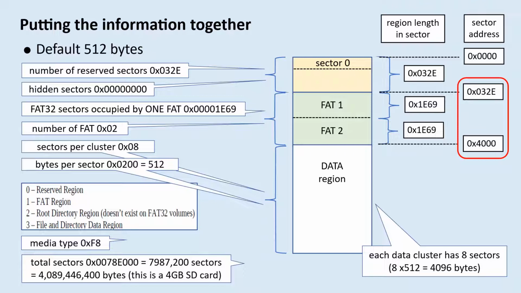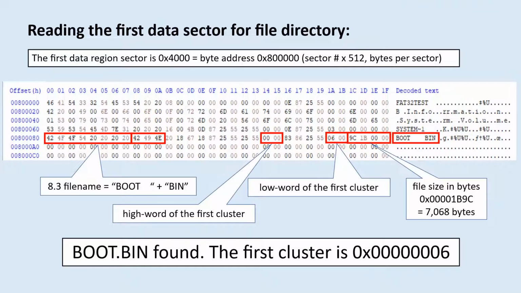As for FAT32, there is no dedicated root directory region, so the third and last region is the file and directory data region. After putting together the parameters we collected, we can calculate the starting sectors of the FAT table and data region. Now we load the first sector from the data region and trace for file directories. Each file directory entry is 32 bytes in length. I just list the ones in an entry that are relevant for my purpose.